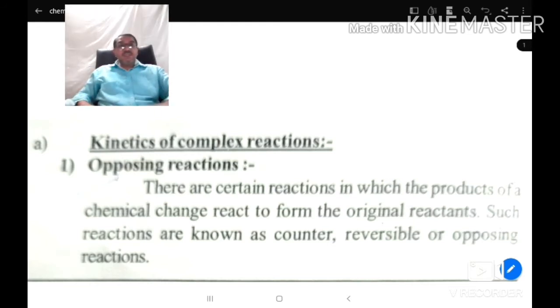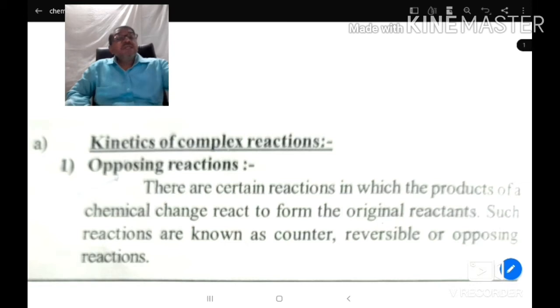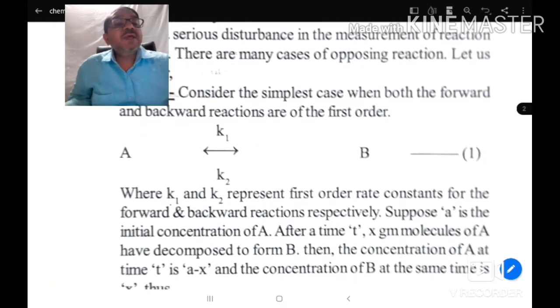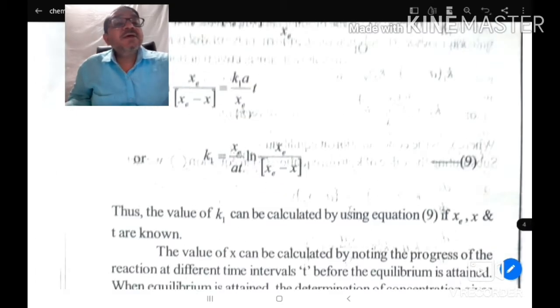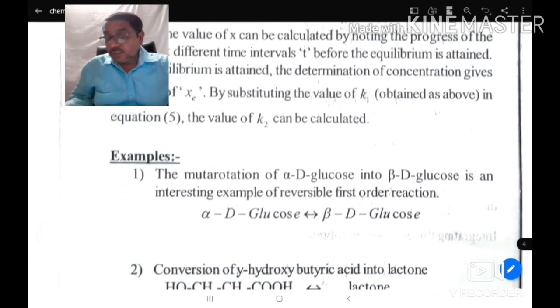So this is the second part, kinetics of complex reactions. Here, among the different types of complex reactions, the opposing reaction is the first type. For the study of opposing reactions, we first consider different types of examples, so that we can understand it properly. Let us see different types of opposing reactions.